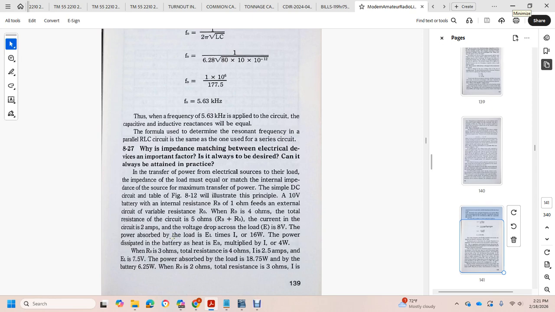The power dissipated by the battery is the battery voltage multiplied by the amps, 4 watts. With a load resistance of 3 ohms, the total resistance is 4 ohms, the current 2.5 amps, and the load voltage 7.5 volts. Power absorbed is 18.75 watts by the load and 6.25 watts by the battery.